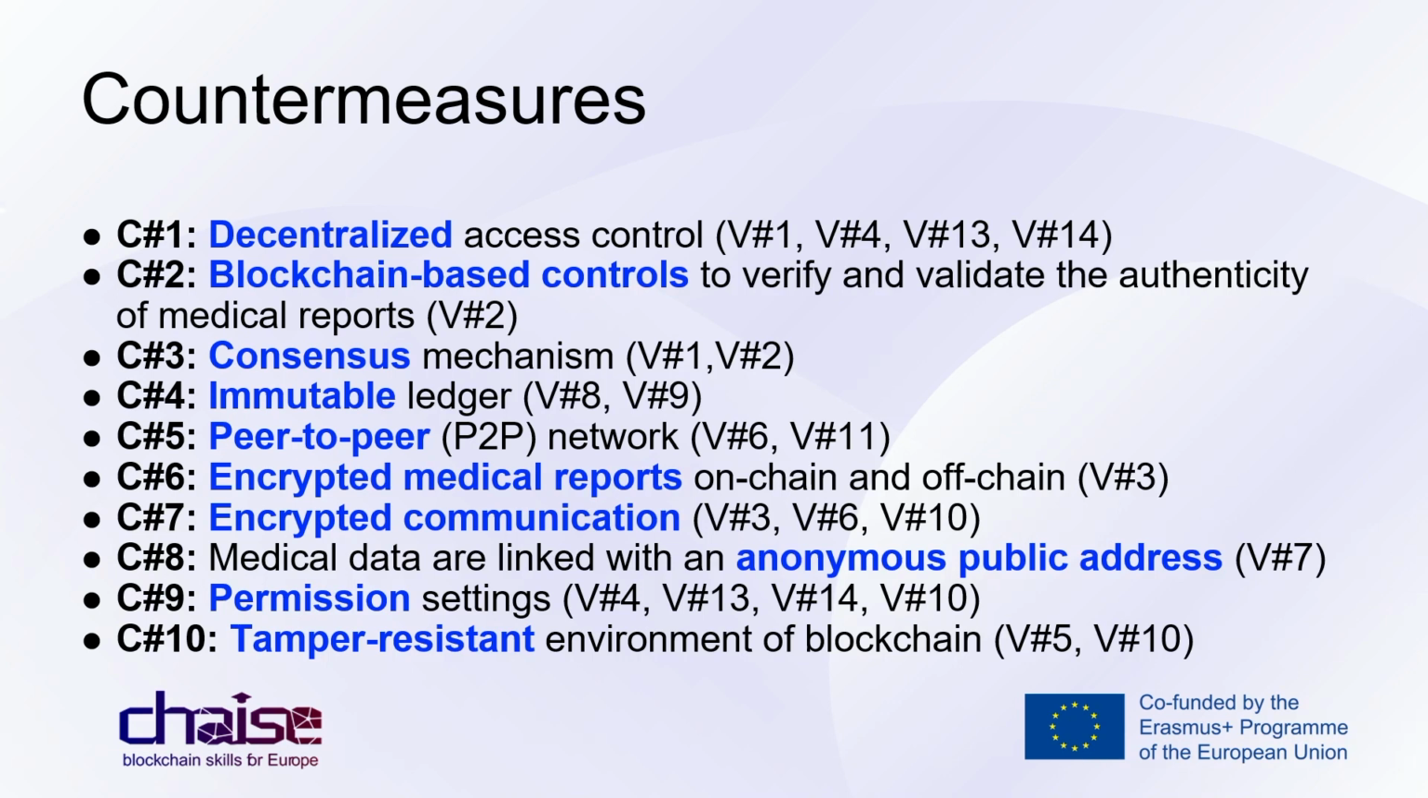Countermeasure 10 is related to the tamper resistant environment of blockchain, which is mitigating vulnerability 5 and 10. For instance, if an invalid change or invalid modification happens, then during the consensus and validation process, this change can be detected and discarded.